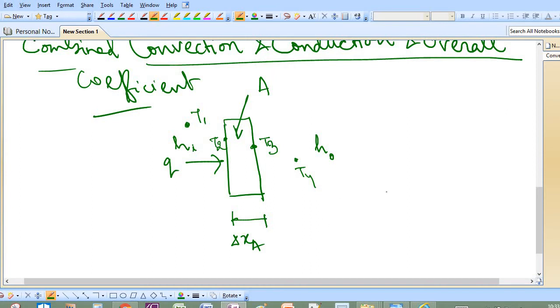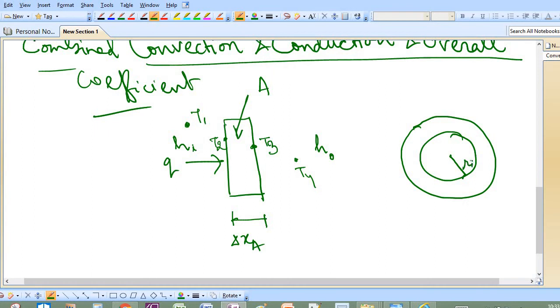Similarly, for the cylindrical wall, we are having two radii. What are those radii? The radius of the inner wall, which I represent as Ri, and the radius of the outside wall, which is Ro. We are having area normal to the heat flow as A. We are having HO, the convective heat transfer coefficient for bulk fluid outside, and in a similar fashion for the inside we are having HI.